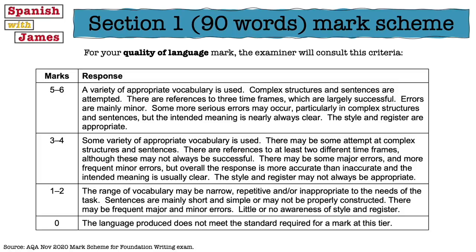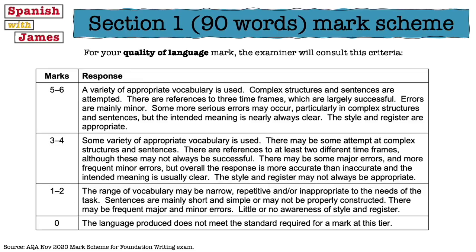Complex structures and sentences are attempted. That means you've had a go at saying some more complex things, some extended sentences. Maybe you've had a go at saying something in the conditional tense. You don't need to get it perfectly correct, but actually just having a go demonstrates to the examiner that you're aiming high. You need to have your 3 tenses, your 3 time frames, which are largely successful, and that's where you can get things a little bit wrong. But your insurance policy is to use words and phrases like next year, yesterday, last week, so that if you do get the grammar a bit wrong, you still get the message across.